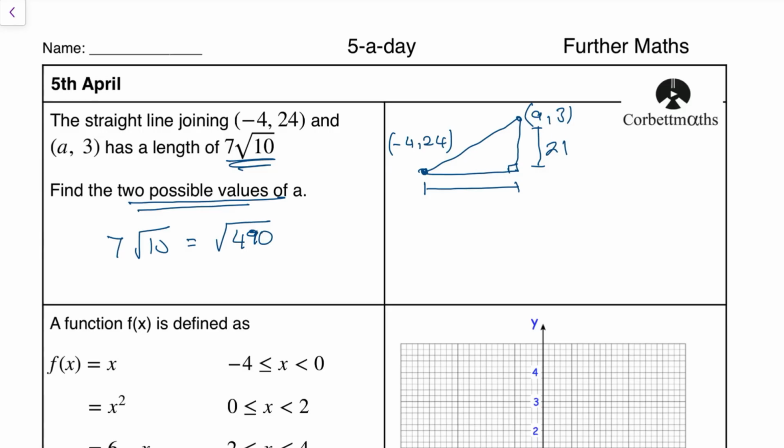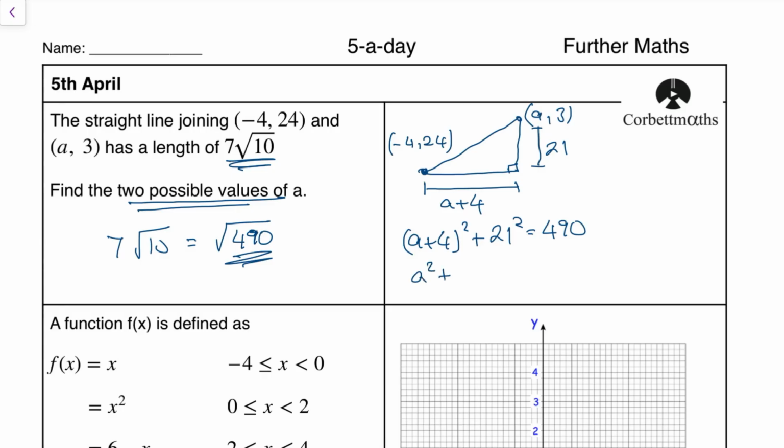This one's slightly harder. The difference between a and minus 4 is going to be a plus 4. In other words, add 4 to get to 0, then add a. Even if a is negative, that still works. Which means I have an equation. That equation is a plus 4 squared, Pythagoras, plus 21 squared is equal to root 490 squared, which is 490, which is why I did that bit over there to start with. This is going to be a quadratic, isn't it? Which is why I've got two possible values.